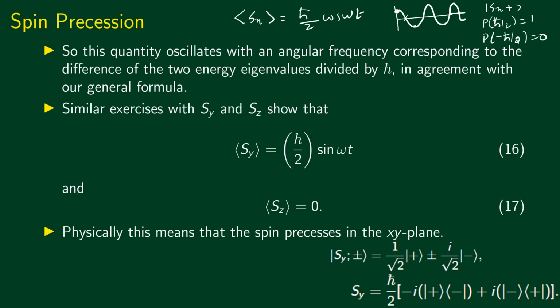Now, as the time goes, and let's say when omega t becomes pi by 2, then the expectation value of Sx drops to 0, right?